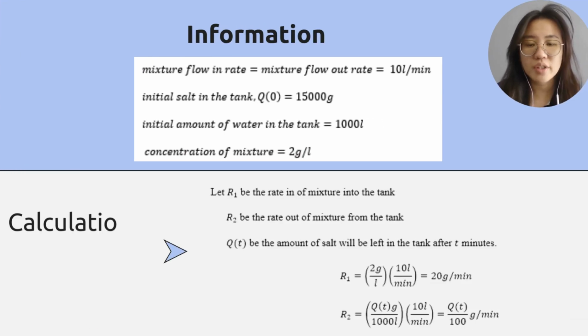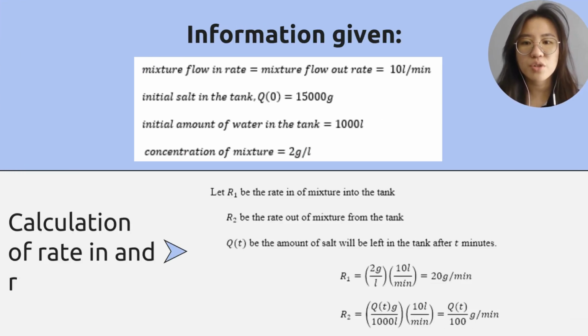The information given is shown below: the mixture flow-in rate is equal to the mixture flow-out rate at 10 liters per minute, the initial salt in the tank, Q0, is equal to 15,000 grams, the initial amount of water in the tank is 1,000 liters, and the concentration of the mixture is equal to 2 grams per liter.